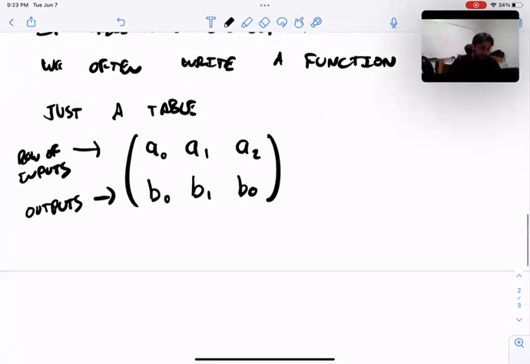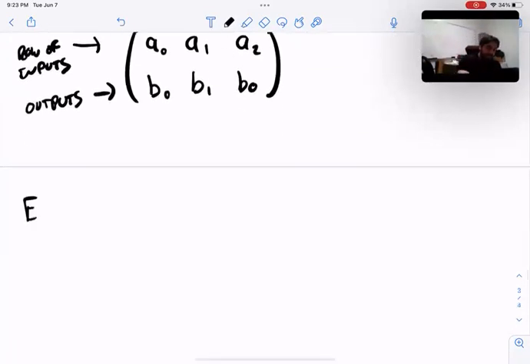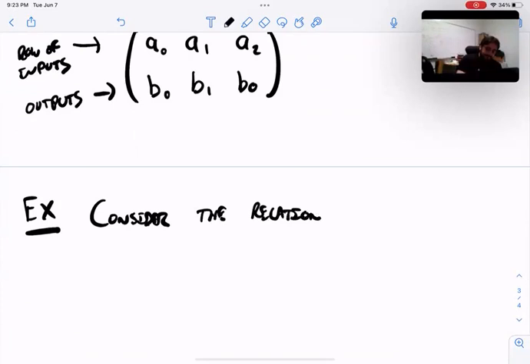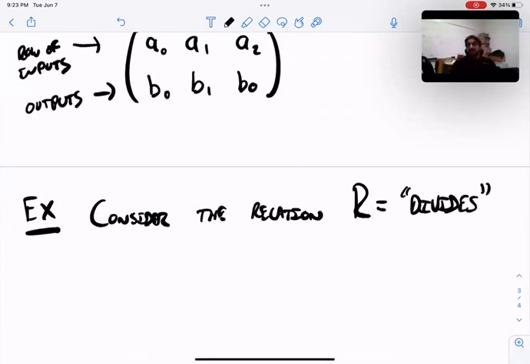So, all right, let's look at all of this in a few examples. We're not really going to do a lot of math here. We're just getting used to the new language. So, for example, let's consider the relation R equals divides, or is divisible by. This is a favorite example of a relation on the natural numbers.